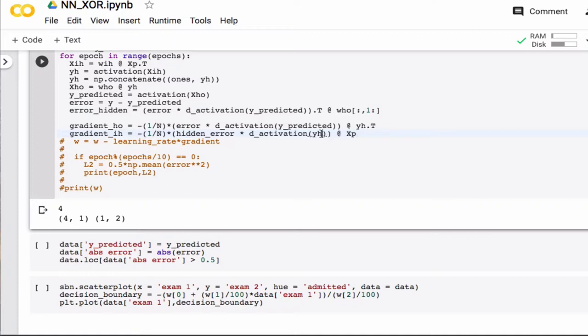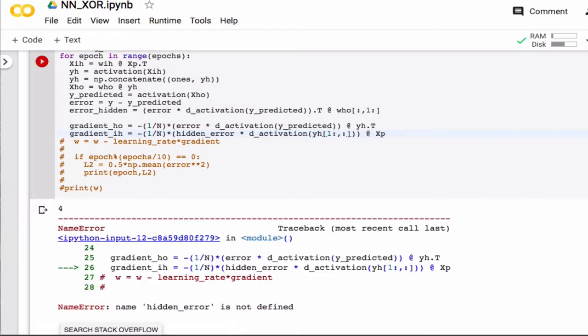So I have to skip the first one, and I'll use the same trick as I did before. It's just that it has a different dimension, rows instead of columns, so I have to write it like this instead. Just trust me on that one, or you can print the shapes out if you don't believe me. Okay, so that should work. Is it okay that I wrote my hidden error like this? Let's see now.